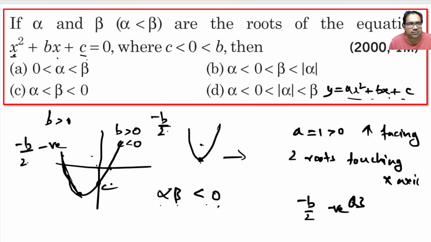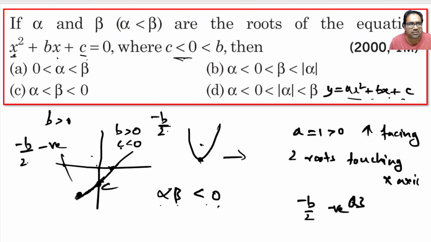This is c. c is negative, that is what is given. Now the vertex is already negative, right? So graphically, there is a vertex, there is a point, and there is a c. If you connect this by a parabola or even a straight line, this line will touch the x-axis at a positive value only. So this root will definitely be positive.